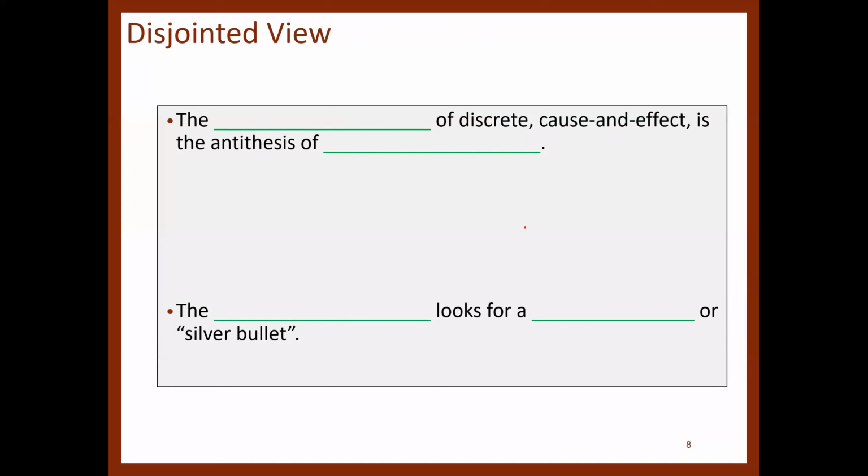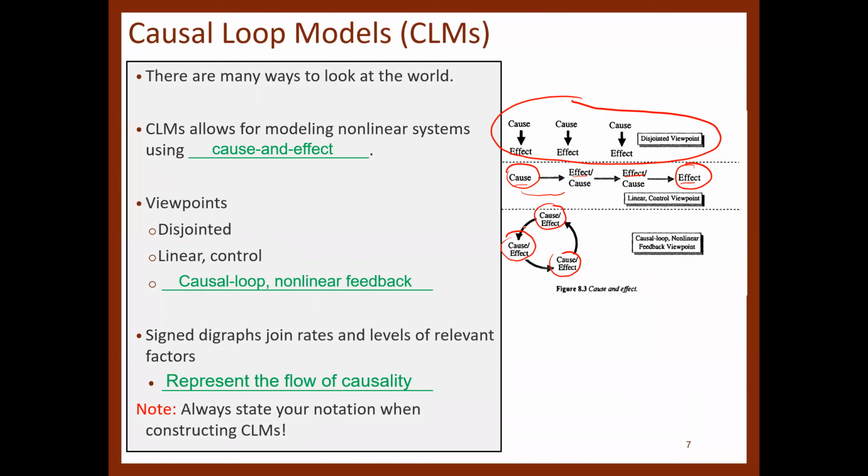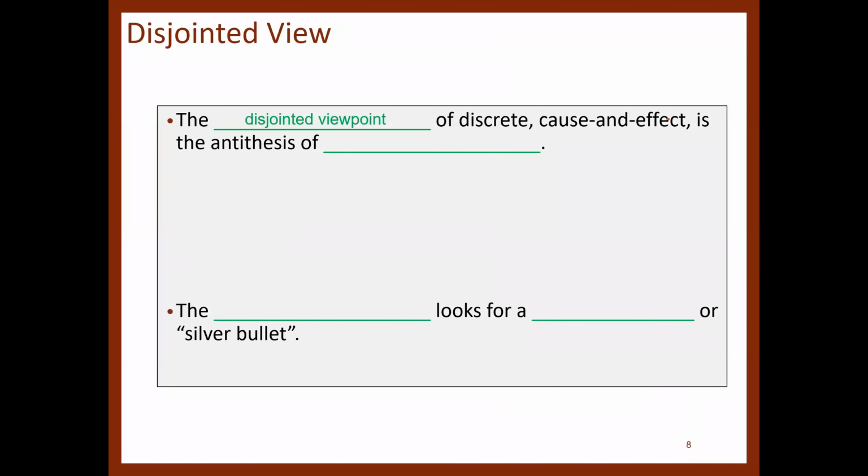So what is the disjoint view? The disjoint viewpoint of discrete cause and effect is the antithesis of systems thinking. Okay, so we talk about the disjoint viewpoint. That's this part right here, in which we have this separate cause and effect, and there's no interaction. The disjoint viewpoint looks for a singular solution or a silver bullet.